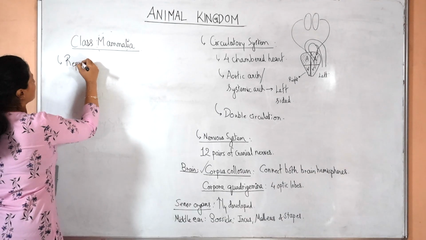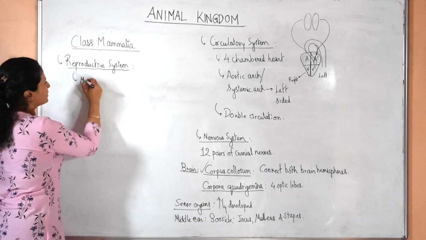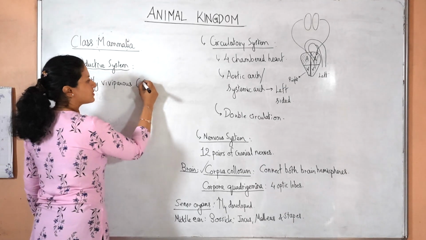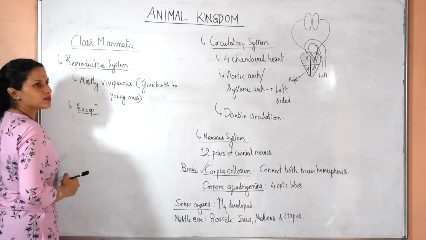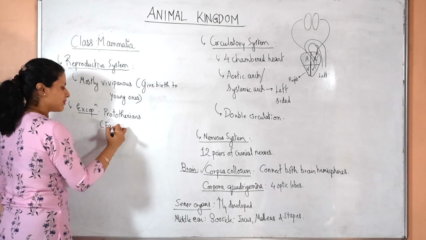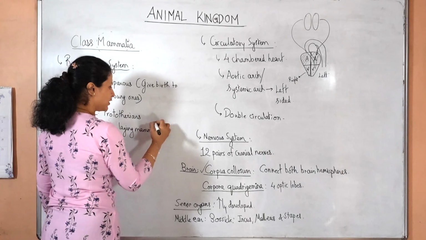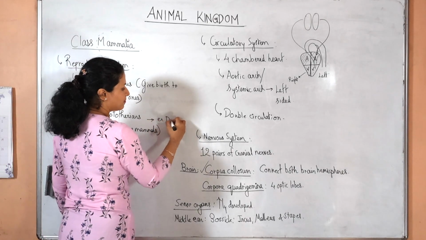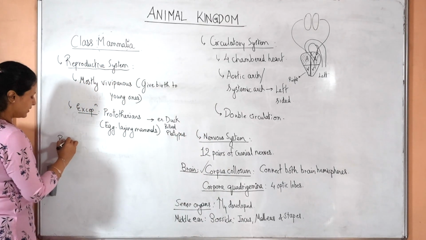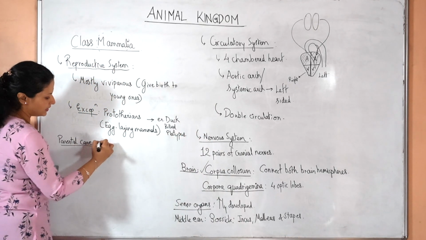Next, the reproductive system. Mammals are mostly viviparous. They give birth to young ones. Exception for some mammals called the prototherians, which are egg-laying mammals. They lay eggs. An example is duck-billed platypus, an example of a mammal that lays eggs. Parental care in case of mammals is highly developed.